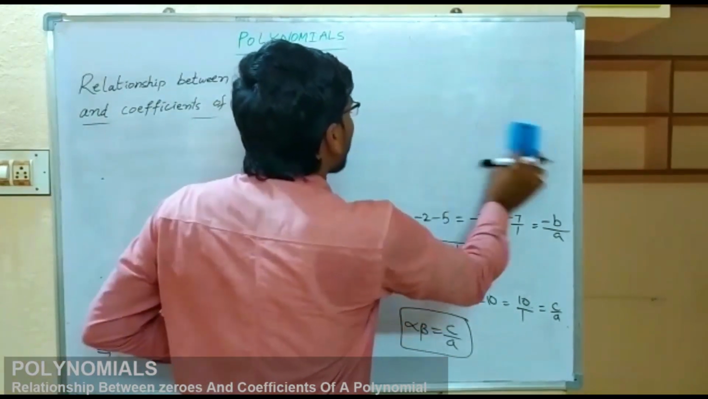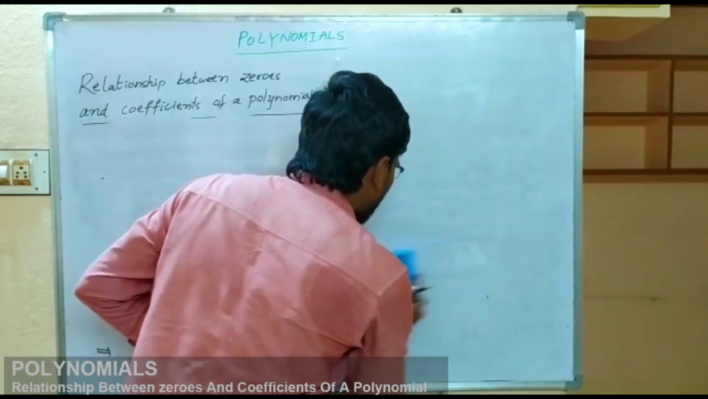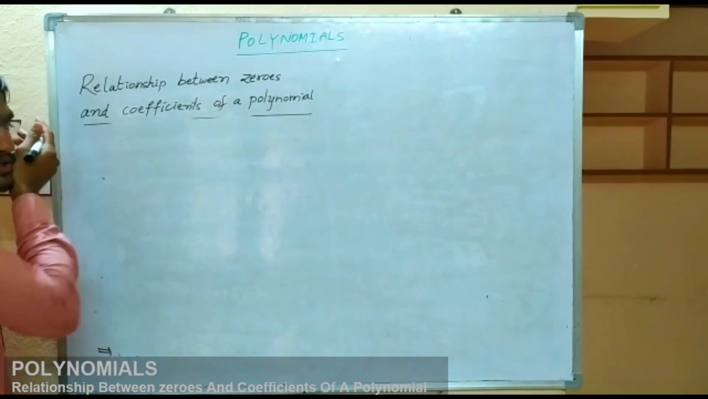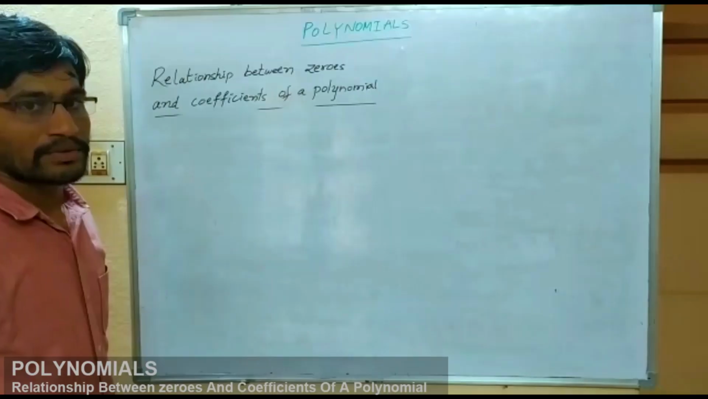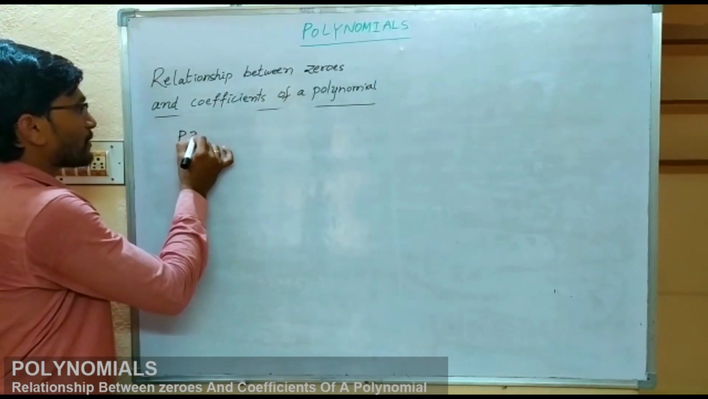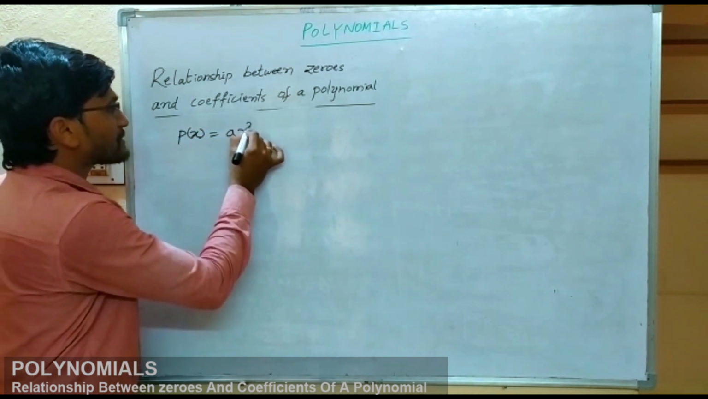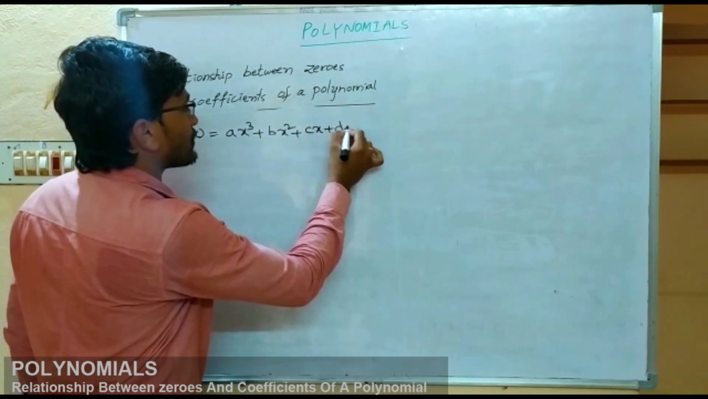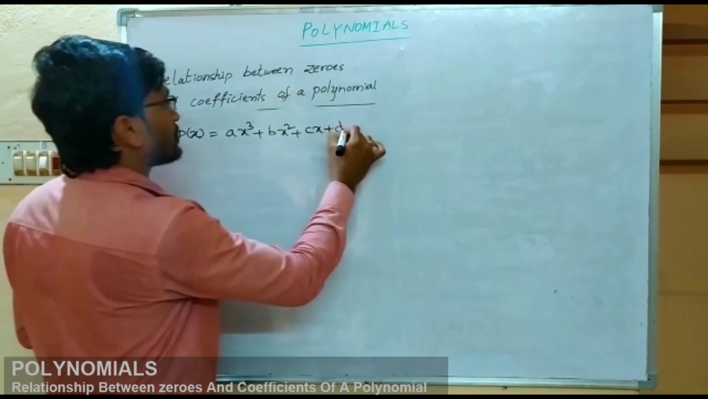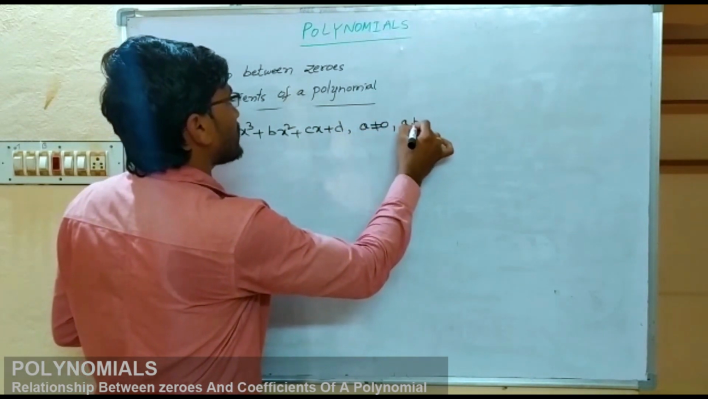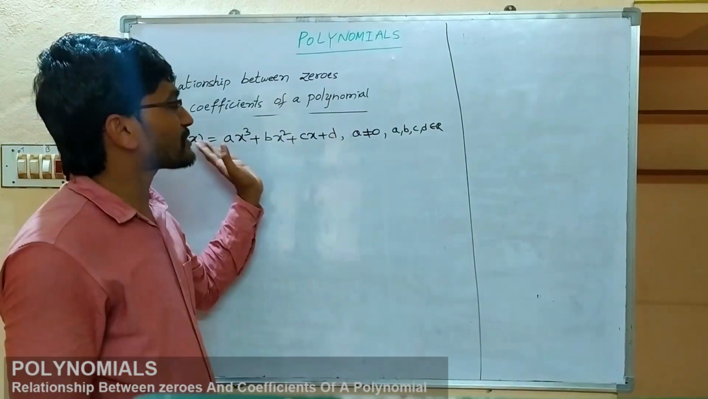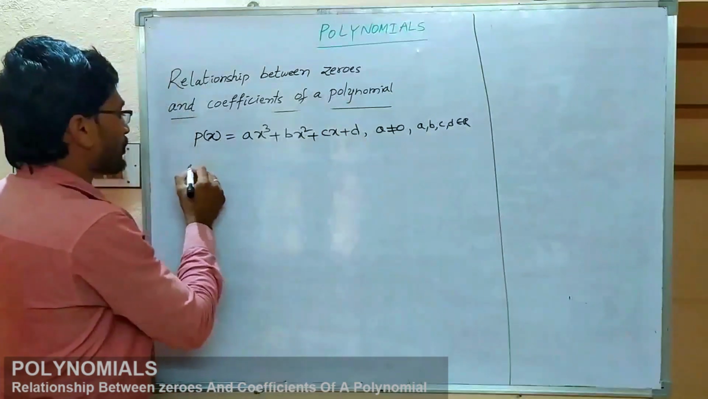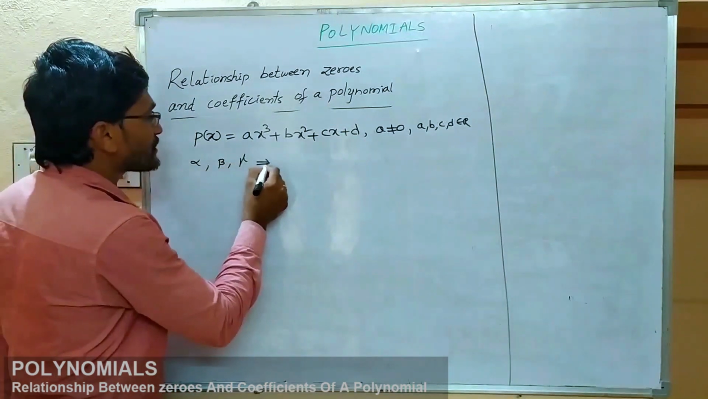So already we know, a cubic polynomial has how many zeros? A cubic polynomial has at most 3 zeros. So let us consider that the 3 zeros are alpha, beta and gamma. Cubic polynomial p of x is equal to, the general form of a cubic polynomial is ax cube plus bx square plus cx plus d, where a is not equal to 0. Alpha, beta and gamma are the zeros of this cubic polynomial.